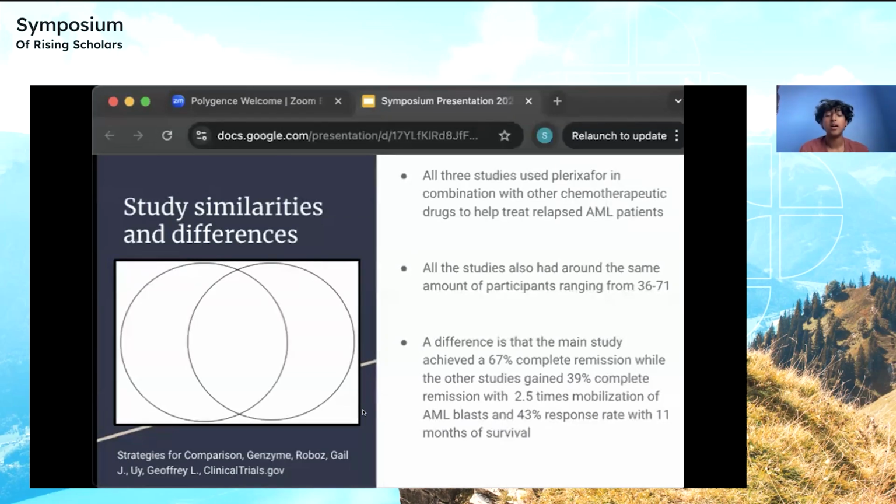And one last difference is that the first trial was conducted in newly diagnosed AML patients, which I believe is a 20% myoblast rate. The second trial was conducted on elderly patients, all of the ages 60 and above. And the last one was conducted on just relapsed AML patients with, again, a 20% myoblast rate.